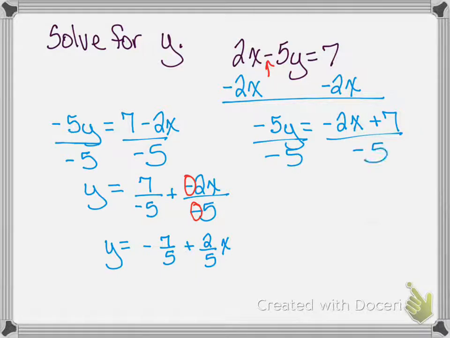Now over here, you're still going to end up with the same answer even if it's in a different order. You're going to have 2/5 x minus 7/5. As long as your negatives are in the right place, it doesn't matter which way you write it, because we're not being asked to put it in slope-intercept form. Okay?